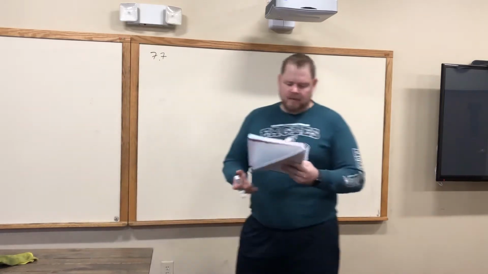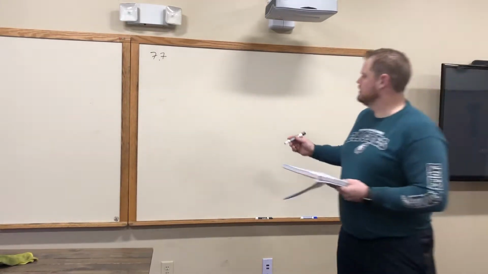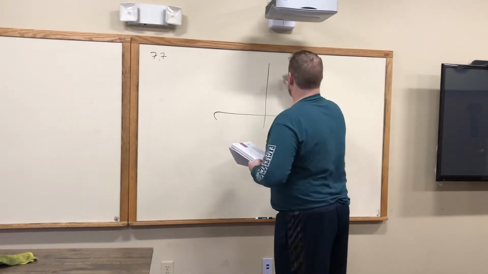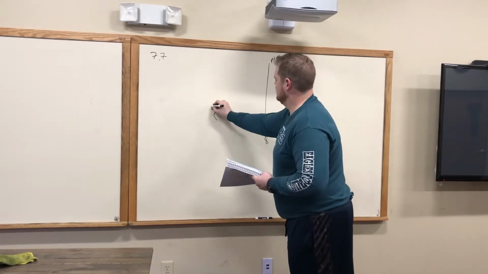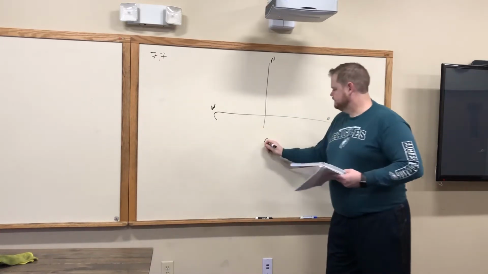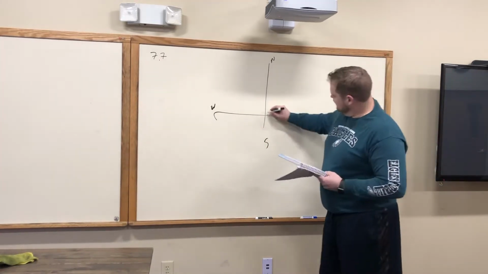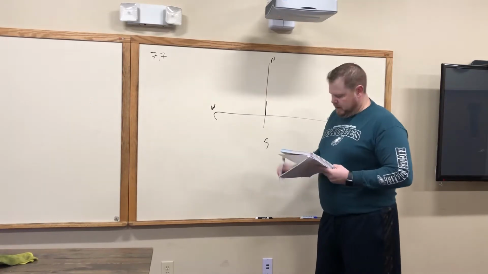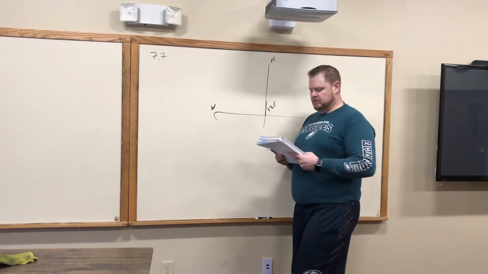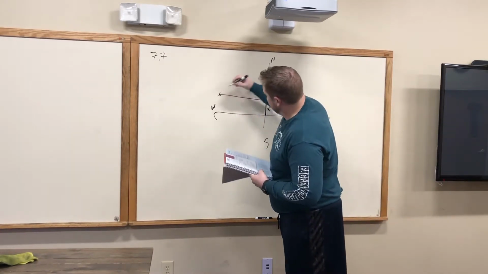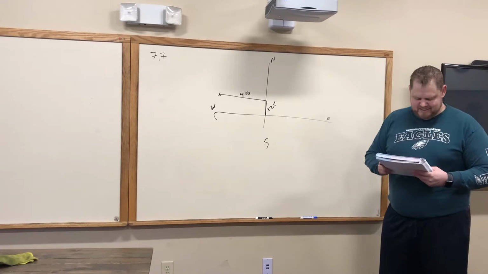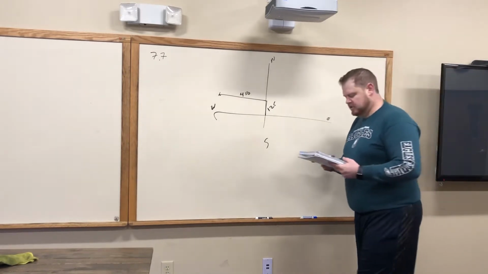First one, an airplane flies due north. So if we're going to draw this here, we'll put north and south, east and west. The plane flies due north 125 miles from Newark to Albany, then to Detroit, 450 miles due west. What is the plane's distance and bearing from its starting point?